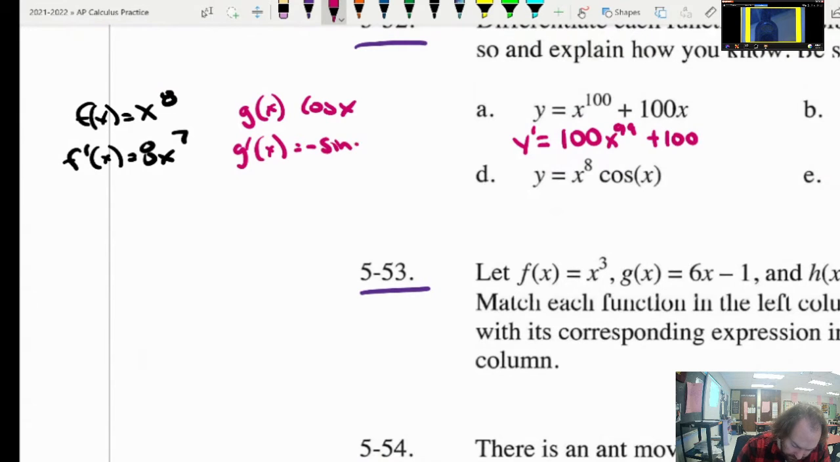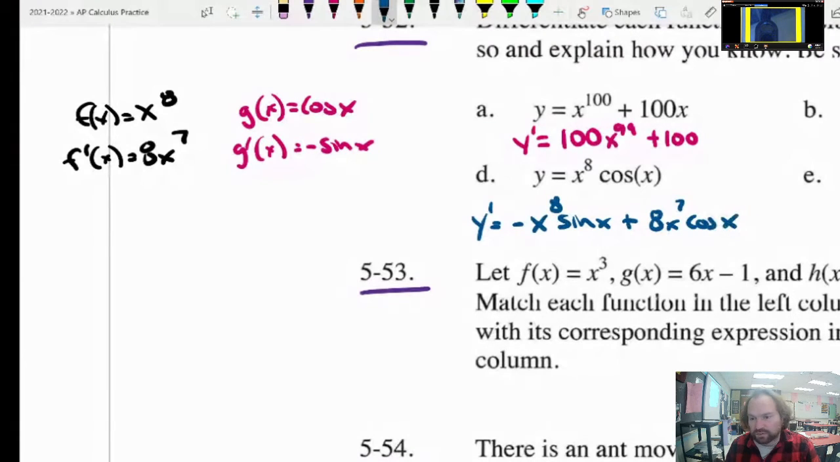So if we follow the product rule, your y prime is going to be f of x times g prime, so negative x to the 8th power times the sine of x, plus f prime times g of x, so 8x to the 7th cosine of x. It's actually relatively simple to figure it all out and put it together. Order doesn't matter. You can put those in whatever order you want. You're just adding and multiplying.